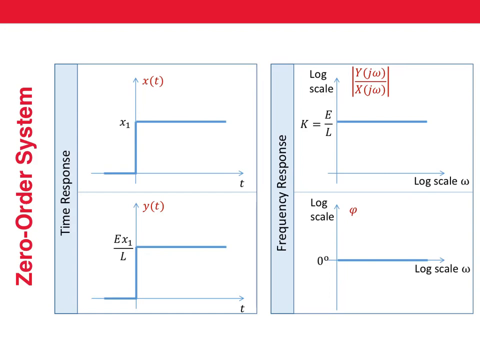Now, if we have a step input, which is a sudden change in the input as shown here, the output is also going to change by a step. Of course, there's going to be a gain, but the time profile is exactly going to be the same. In the frequency domain, the transfer function, that is the ratio of the output to the input, is going to be a constant.